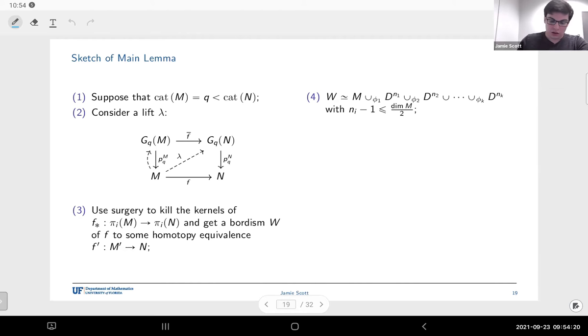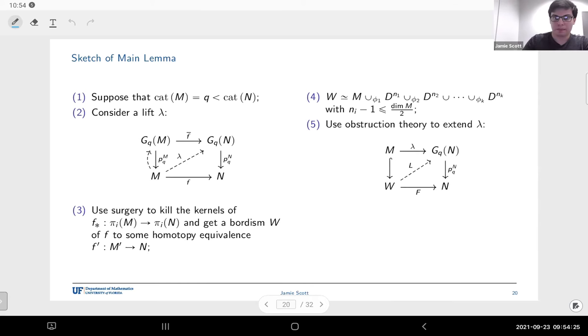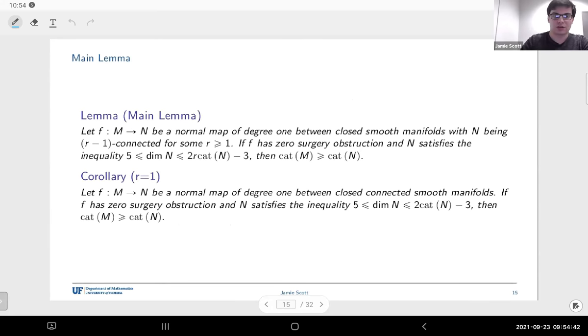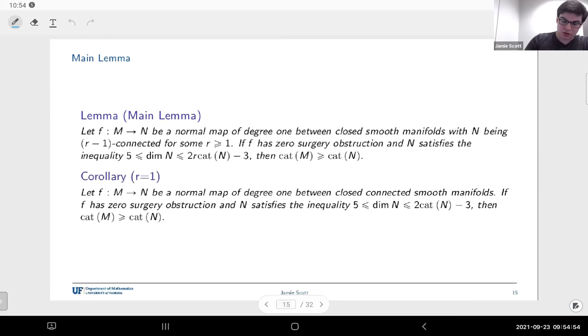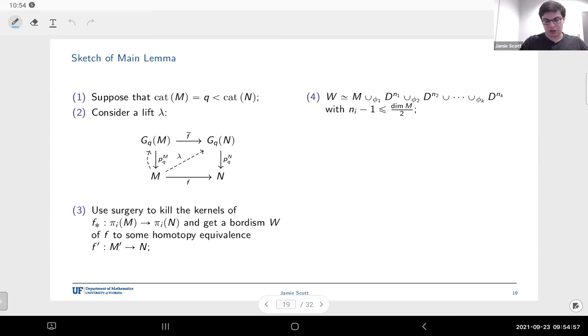Okay. And so this allows us again to use obstruction theory to extend lambda to a map L from W to the Qth Ganea space of N. And the reason we can use obstruction theory here is the inequality that we assumed on N a few slides before, so I'll go back. Whoops, a little too far. That inequality right there tells us something about the connectivity of the fibers of the Qth Ganea space of N. And so it was the obstruction theory right here that told us what our bound had to be.